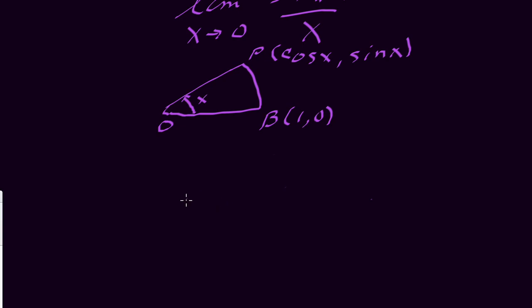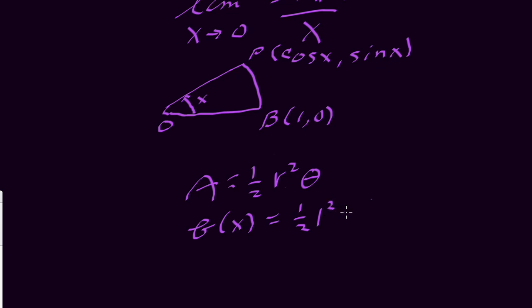The area of a sector is 1/2 r squared theta, where in this case theta will be x. So the function f of x, or the area, is equal to 1/2 times the radius, which is 1, squared, times theta, which is x. So all this will be equal to 1/2 x.